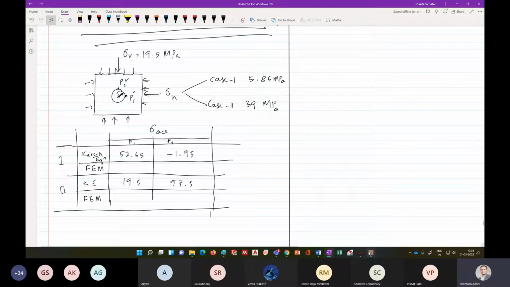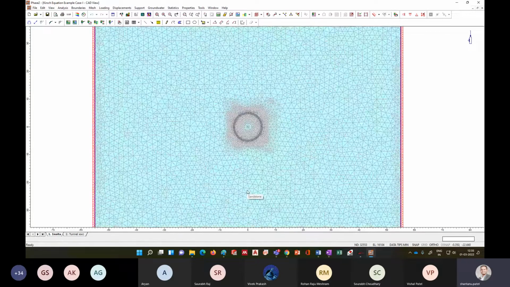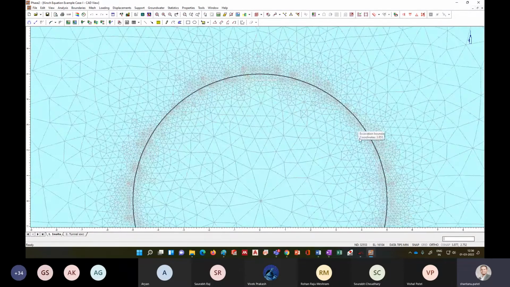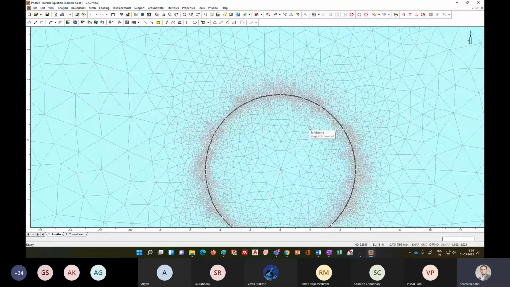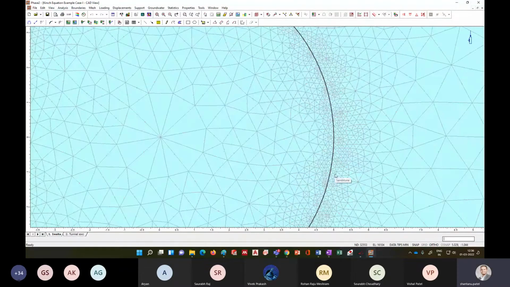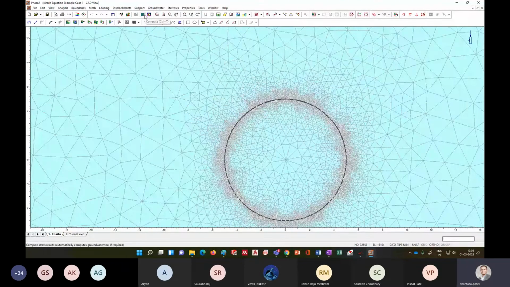So then we created the model, right, the whole thing in Phase 2. Please see the previous video on how to create it. One small change I made here was how many segments there are around the boundary. I increased from 40 in our previous case to 100 in this case. So we have finer elements near the boundary here. And then you can click this compute.